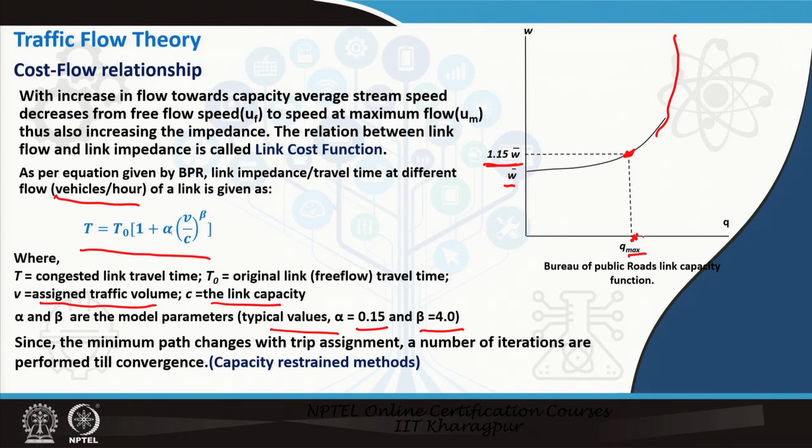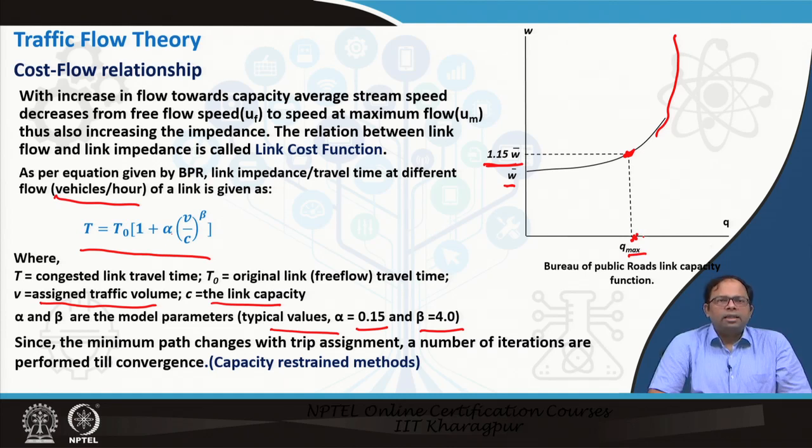Since the minimum path changes with trip assignment, a number of iterations are performed till convergence, and this could be called capacity restraint methods. So we will discuss that in later lectures.